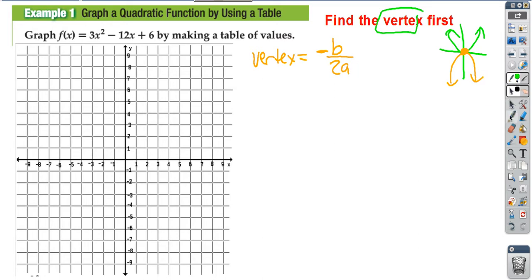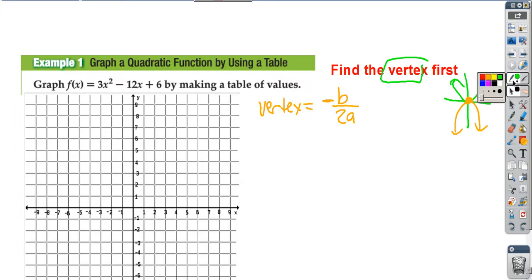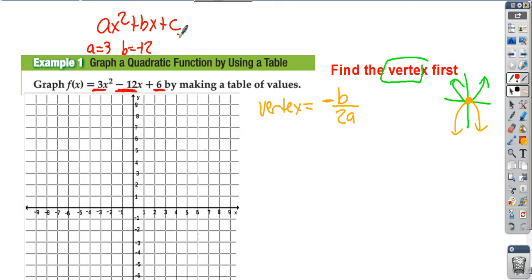What is negative b and what is 2a? Well, remember that standard form of a quadratic equation is written as ax squared plus bx plus c. So if we look at this equation, the number in front of x squared, that is a. So a in this one would be 3. The number in front of x is b, so that would be negative 12. And the constant term, c, would be equal to 6.